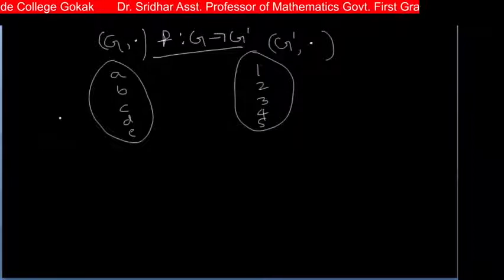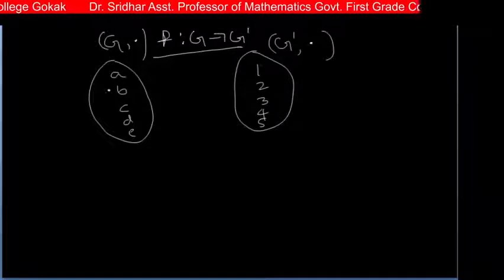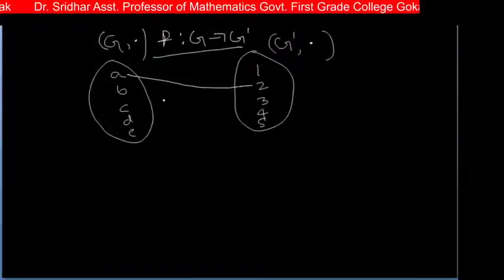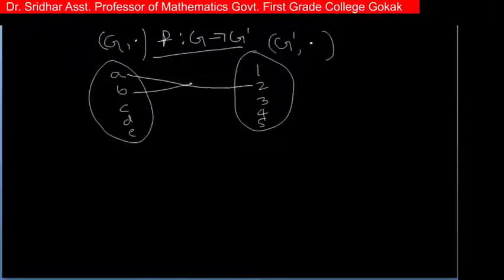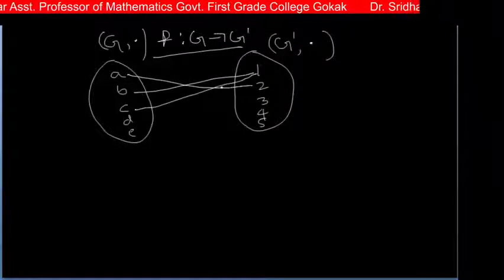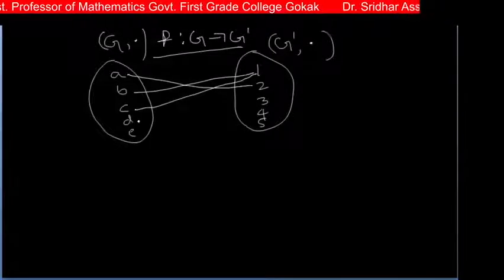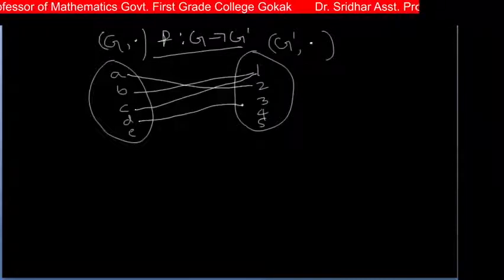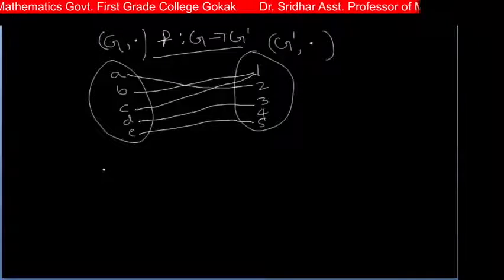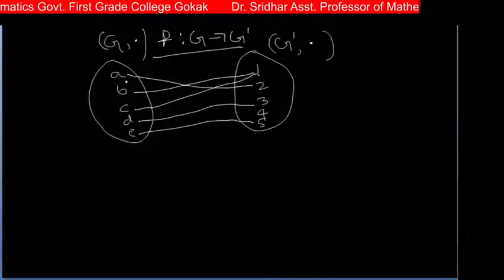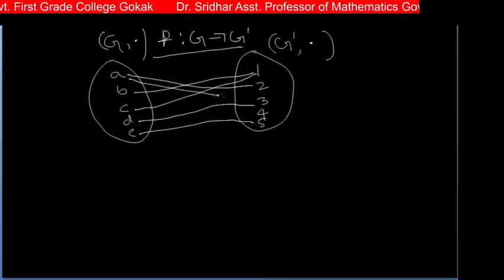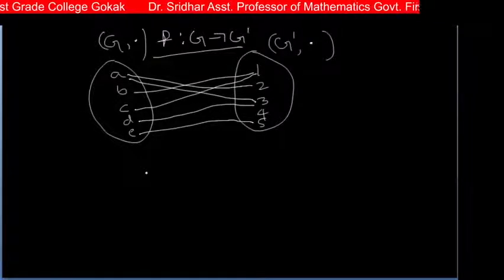So now we map the elements. I map A onto 2, then B to 1, next C again 1. Next D I map onto 3, and E I map onto 5. And again, one 3 is left. I map this A with 3, right?